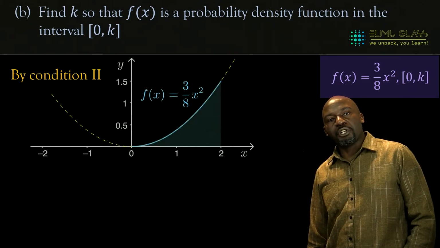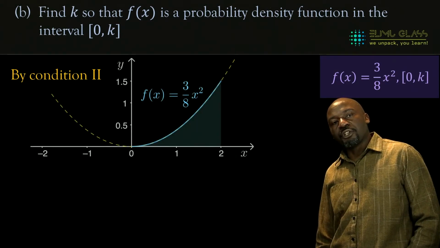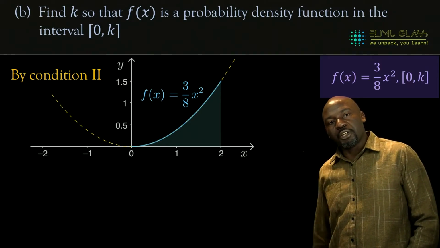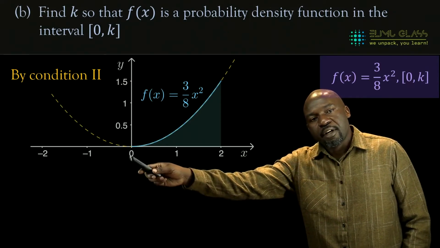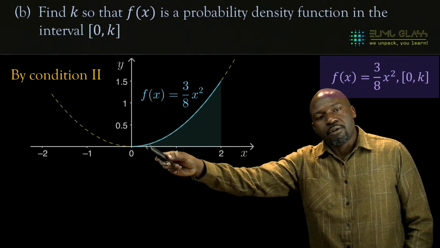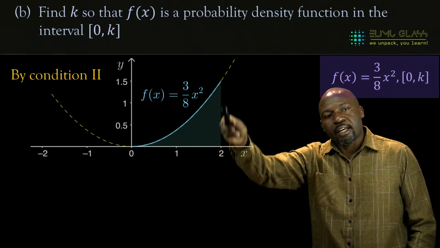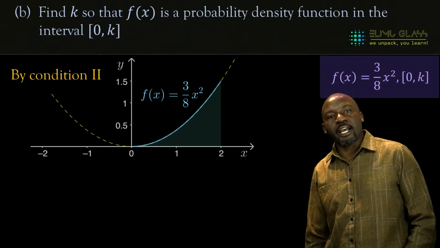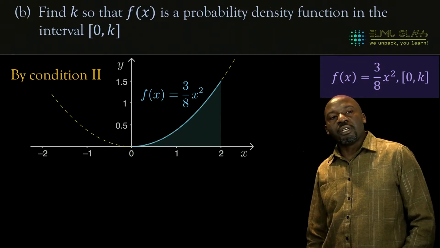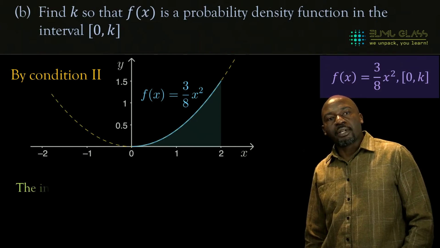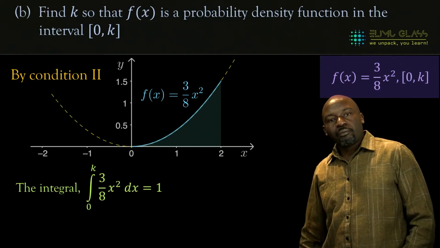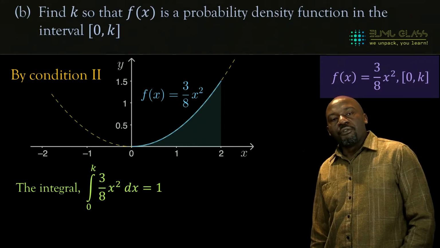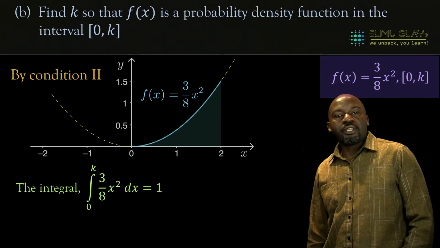So by condition number 2, here is the graph of the function. By the second condition, we want the area from 0 to some value k, which we do not know right now, it's appearing here as 2, but we don't really know it, it's k. We want that area to be equal to exactly 1. So the integral of the function from 0 to k needs to be equal to 1.